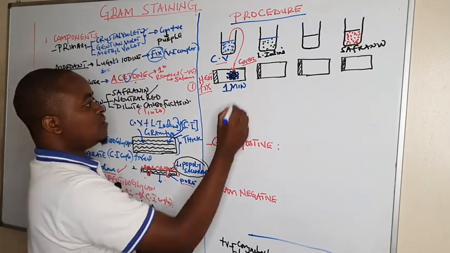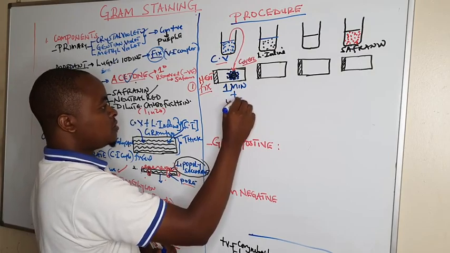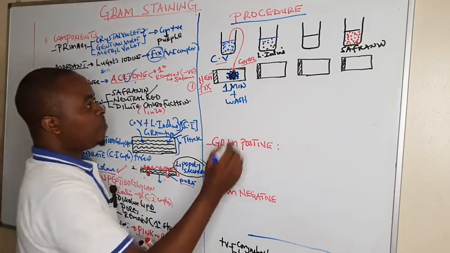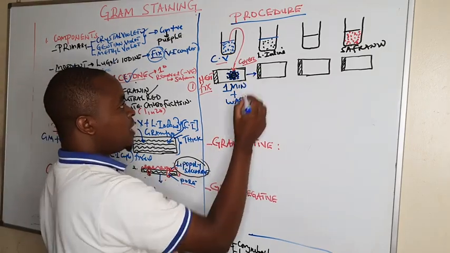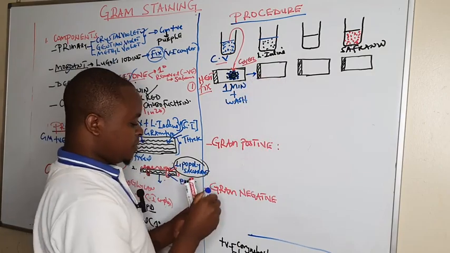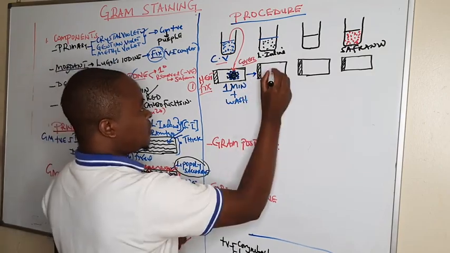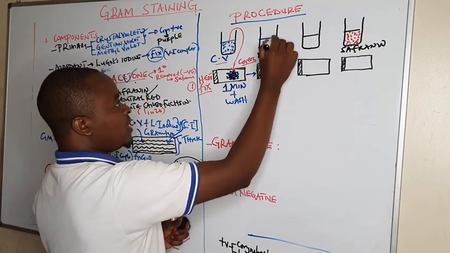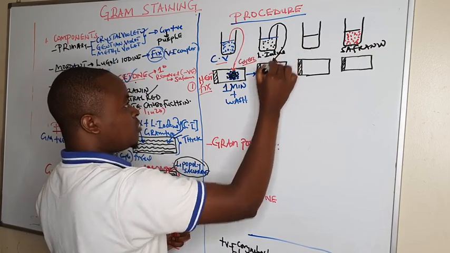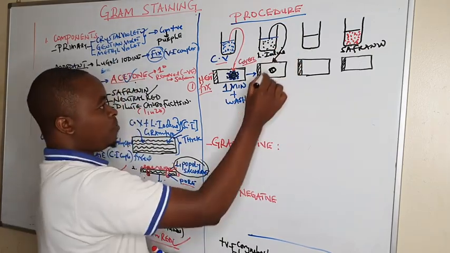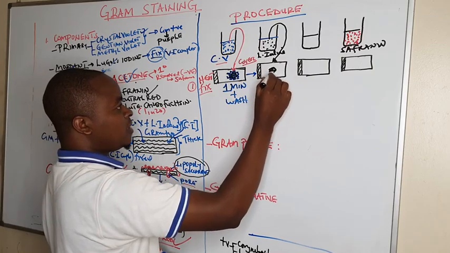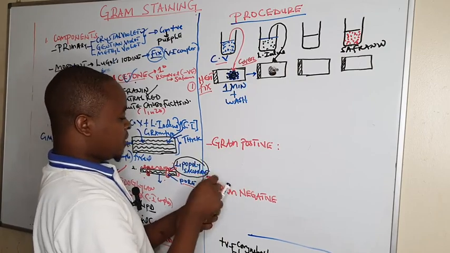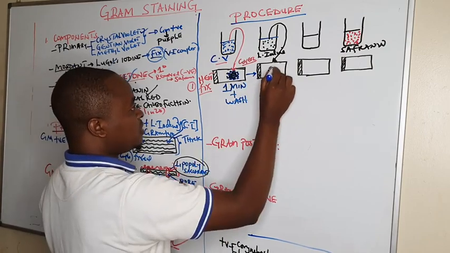After 1 minute, we wash off the crystal violet and we apply what we call a mordant. So if we had our smear here, we come and apply a mordant, what we call Rugose iodine. Rugose iodine is black. Remember the smear at first is already bluish.